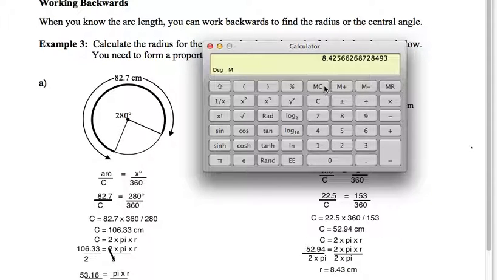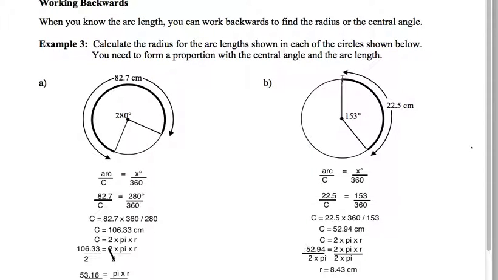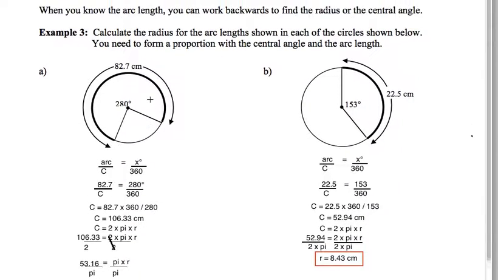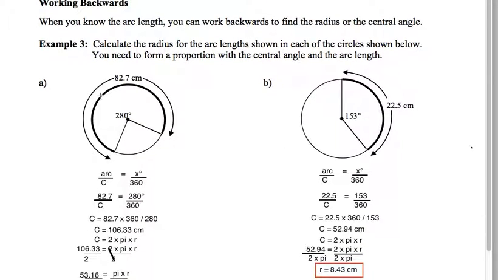Okay? All right, so we got our answer here, 8.43 centimeters. If I have, you see this arc length of 22.5, if I have this as 22.5, it makes sense that this would be 8.43. My answer does make sense for me. I'm going to circle it and move on. All right, that's how you find the radius by working backwards.